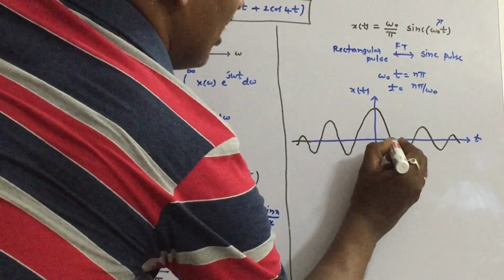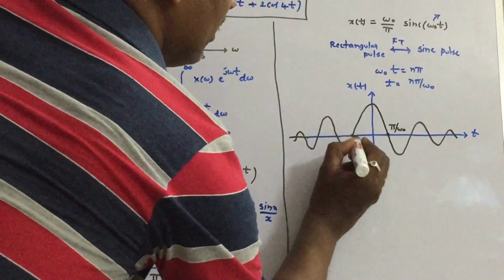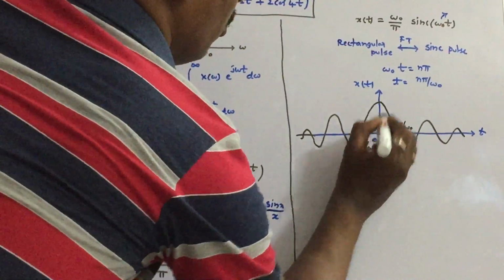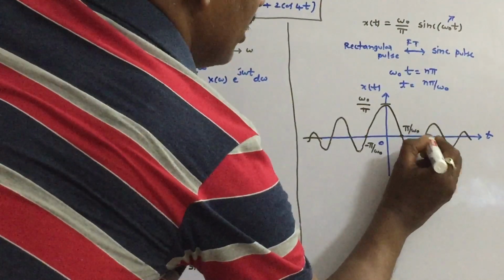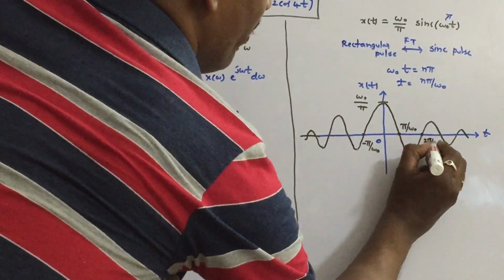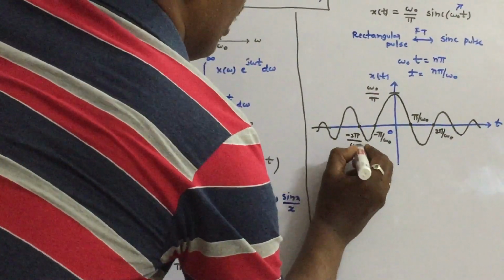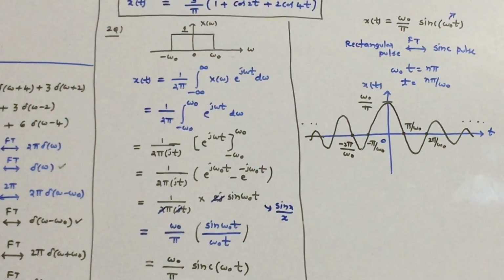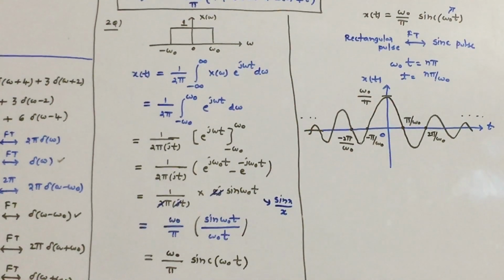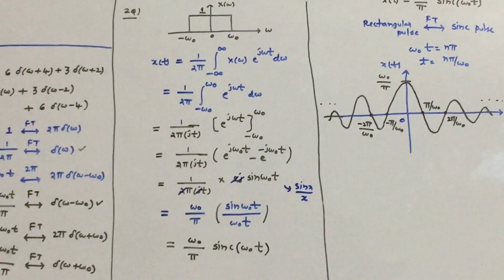Where it is 0, at n equal to 1, it is pi by omega 0, and minus pi by omega 0, with amplitude omega 0 by pi. Then 2 pi by omega 0 next to 0, and on the left side minus 2 pi by omega 0, and so on. So this is the answer for this very simple and important problem. So this is about the first two problems. Thank you.